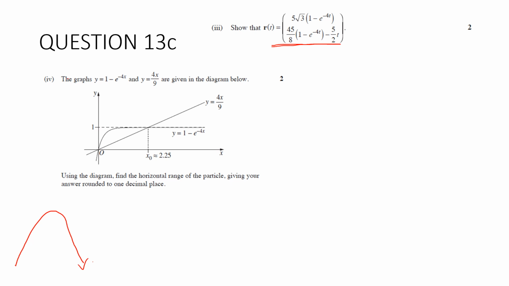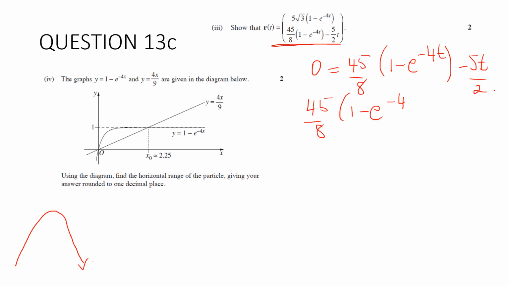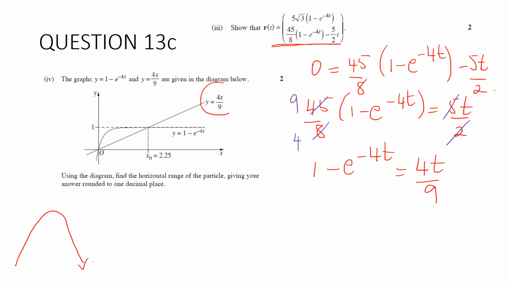So 0 is equal to 45 on 8, 1 minus e to the negative 4t minus 5t on 2. And so 45 on 8, 1 minus e to the negative 4t is equal to 5t on 2. We can do some cancelling here. So 2 goes into 8 4 times, 5 goes into 45 9 times. So we have got 1 minus e to the negative 4t is equal to 4t on 9. And that just happens to be the two graphs that we have here. So we know that the point of intersection, so t in this case, is approximately equal to 2.25.